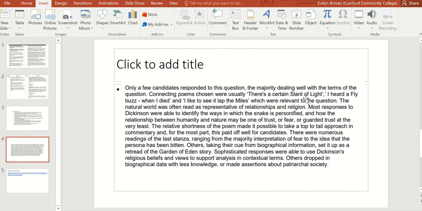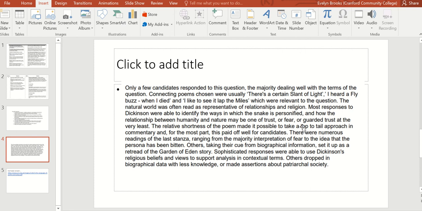Connecting poems were usually "There's a certain slant of light," "I heard a fly buzz" and "I like to see it lap the miles," which were relevant to the question. The natural world was often read as representative of relationships and religion. Most responses to Dickinson were able to identify the ways in which the snake is personified, which you guys have done, and how the relationship between humanity and nature may be one of trust or fear, or guarded trust at the very least, which again, lots of you put in your answers.